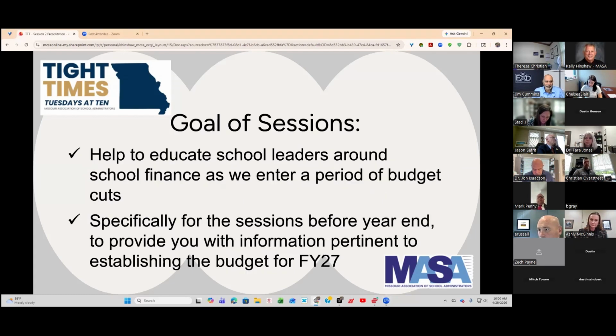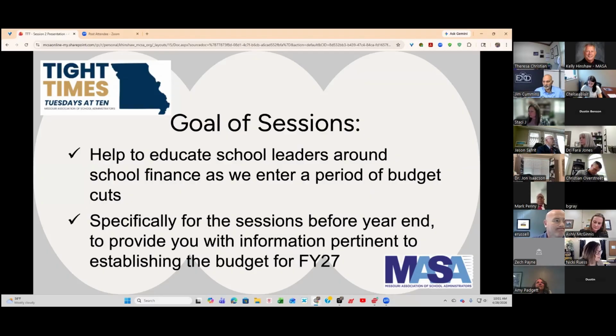So really the goal of this session, and the goal of all the sessions, is to help educate school leaders around school finance as we enter this period of budget cuts and as things start to restrict. And we'll work through that as we go, but specifically these next eight sessions are designed to help you with the FY27 budget process.